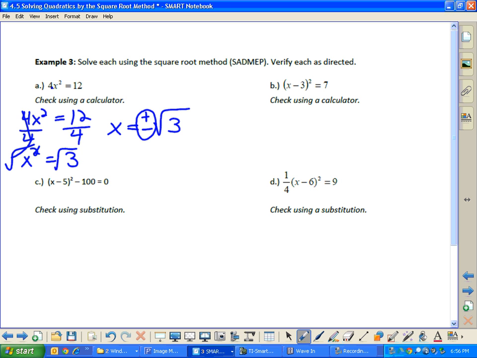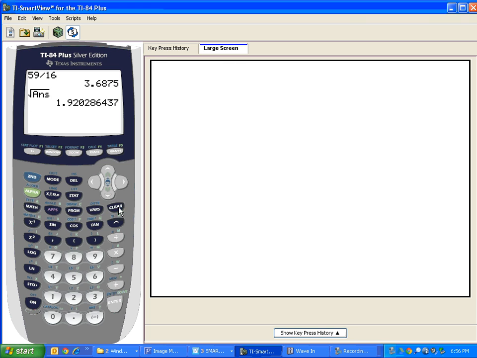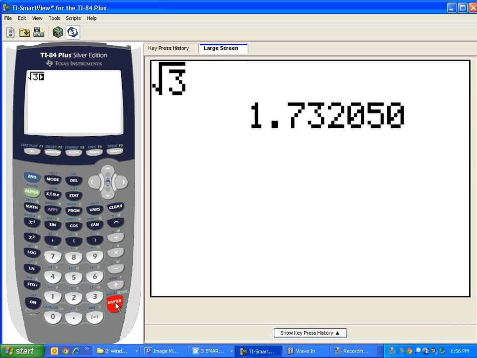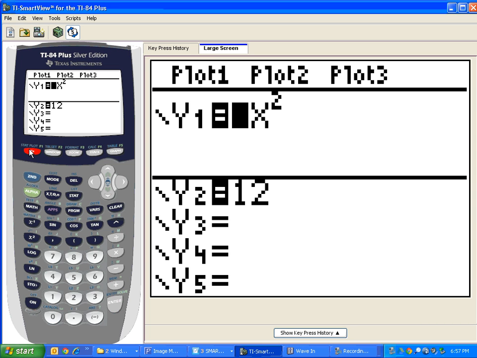I did want to take a moment just to verify this on my calculator. First thing I'm going to do is see what the square root of 3 is as a decimal. So the square root of 3 as a decimal is about 1.73. Now what I'm going to go ahead and do is do what you did on your homework or in your notes last night. In my y equals screen, you'll see I already have entered y equals 4x squared. The left side of your equation you enter into y1. And then in y2 I entered 12.